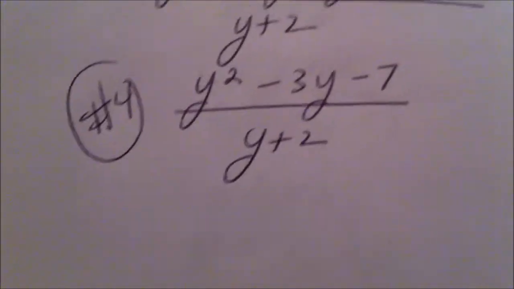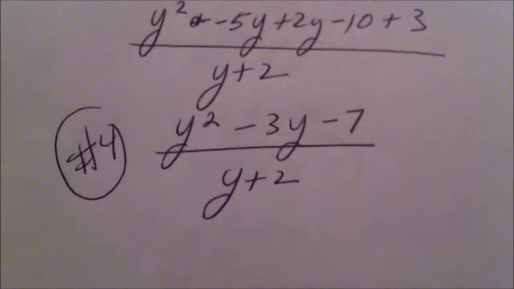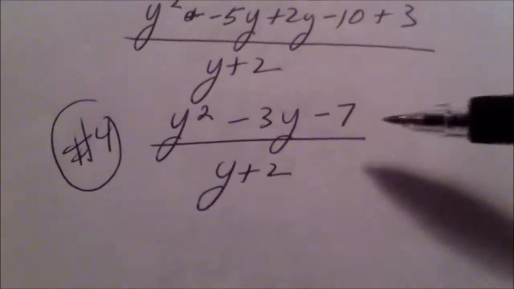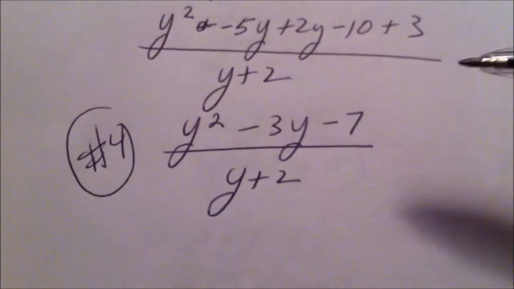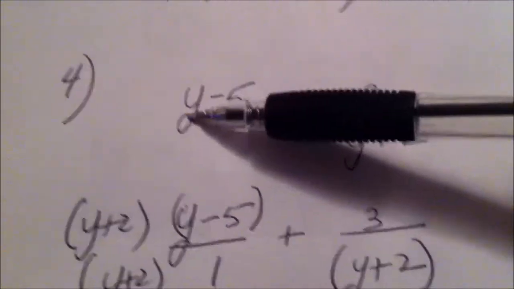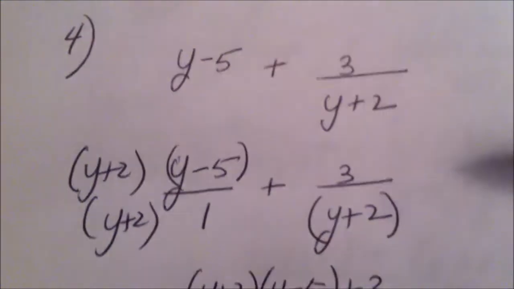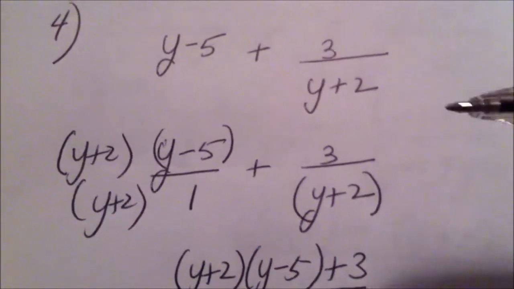See, the answer to number 4 is y squared minus 3y minus 7 over y plus 2, and that's as simplified as it could get, so there's no factoring that can be done here. This is part of adding and subtracting fractions. Now, when you have two expressions, where one is a fraction and one isn't, and we want to add them together, regardless, whenever we're trying to add fractions together, they have to have the same denominator.